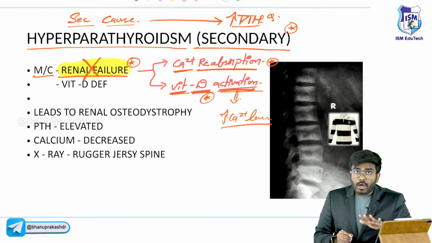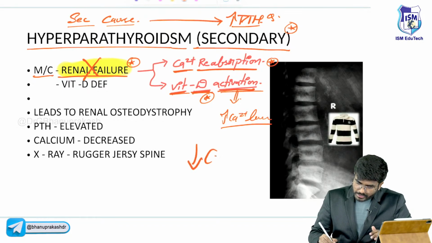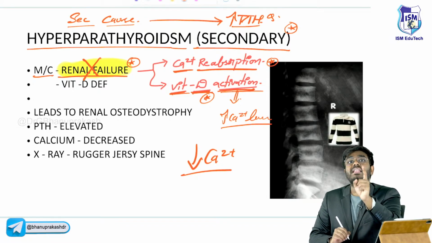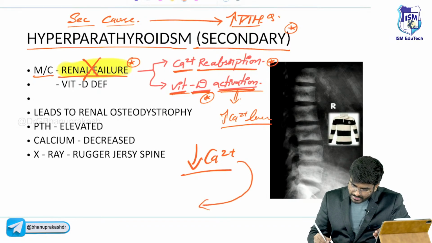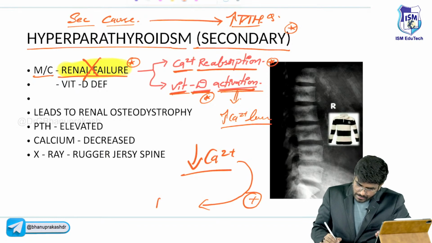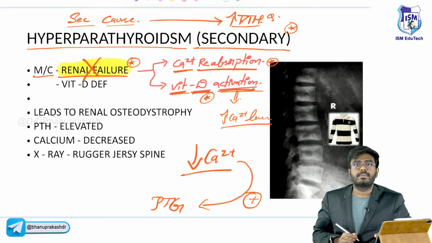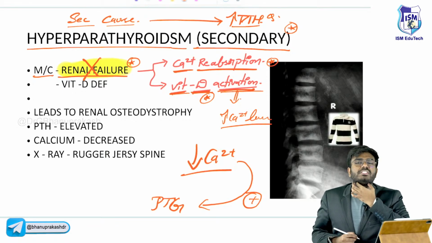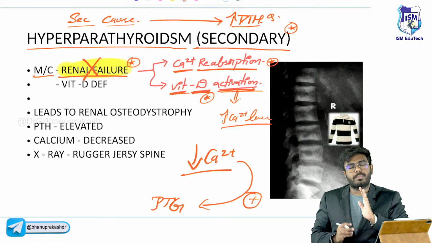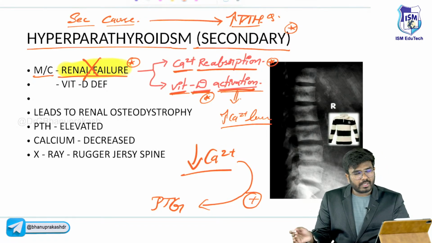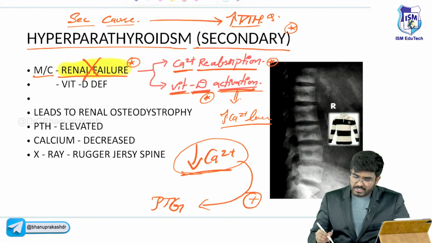So there is now hypocalcemia in the body. This hypocalcemia is activating the parathyroid glands. Okay, the parathyroid glands are absolutely normal here. Kidney failure, no vitamin D, so the blood level of calcium is going down.